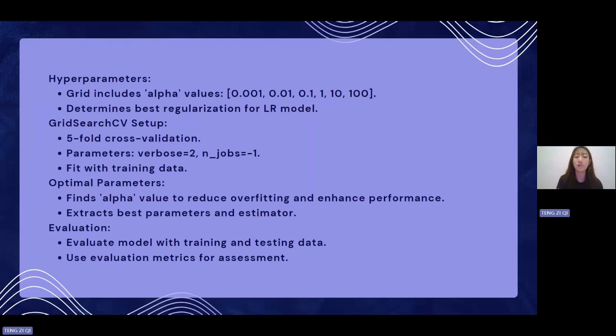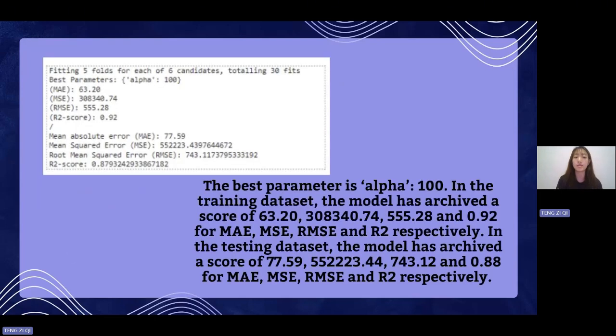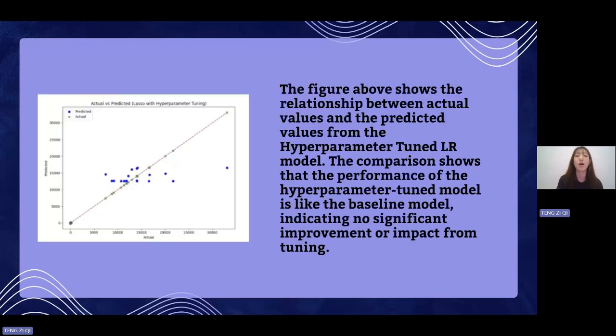We find optimal parameters by using the alpha value to reduce overfitting and enhance performance. We extract the best parameters and estimator. We evaluate the model with training data and testing data. We use evaluation metrics for assessment. Here is the result of MAE, MSE, RMSE, and R-squared for both training and testing datasets. As we can see, the best parameter is alpha equal to 100.